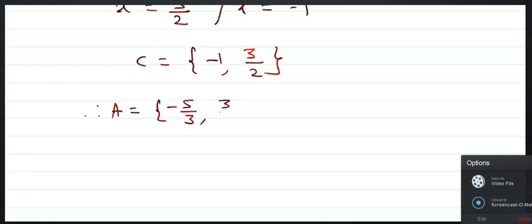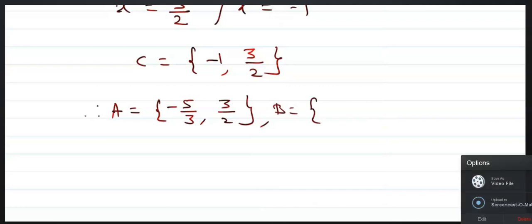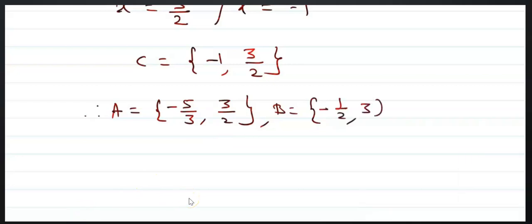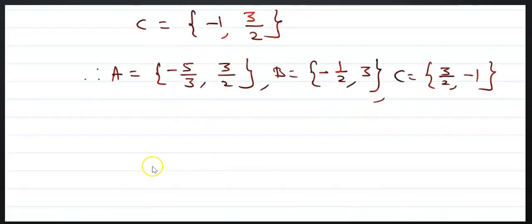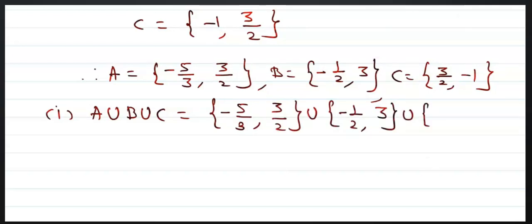We have the set A is equal to, in curly brackets, minus 5 upon 3, 3 upon 2. B is equal to minus 1 upon 2, 3 and C is equal to 3 by 2, minus 1. Now the first question is A union B union C. We'll take the union of all these sets.